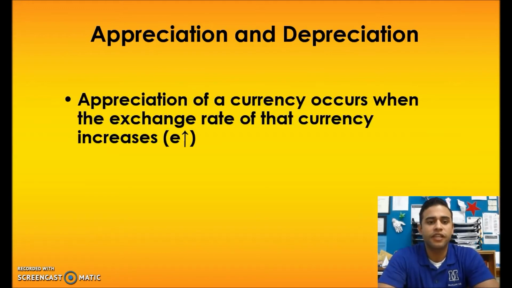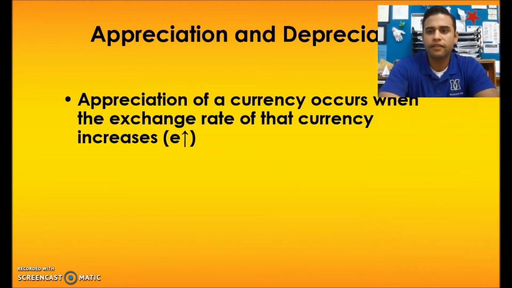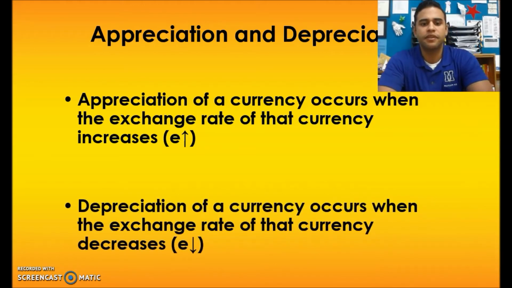Appreciation of a currency is when the exchange rate increases, or the price of that currency goes up relative to the other currency. And so instead of just saying, like we do in supply and demand, that the price went up, we would say that appreciation occurred. And depreciation is the same thing, except the price is going down. So if the price of a currency, or the exchange rate between two currencies, decreases, then depreciation occurred.